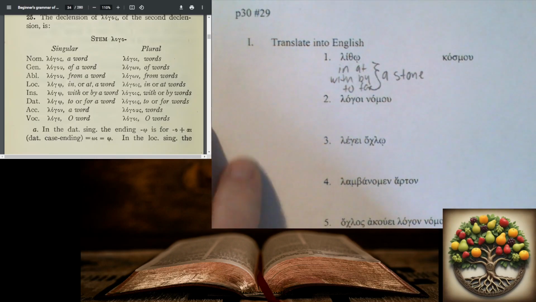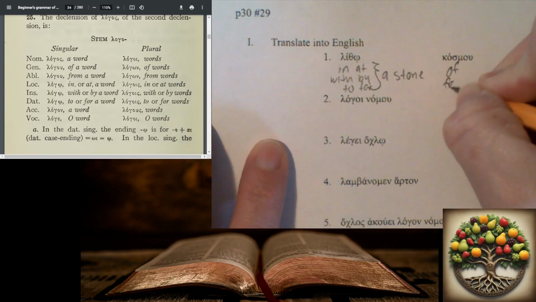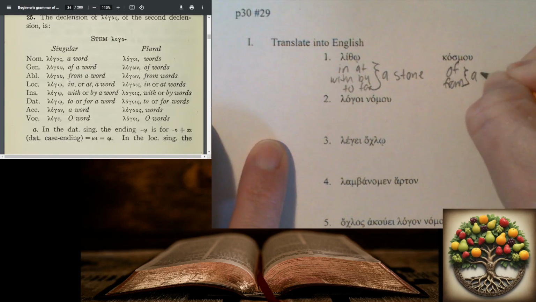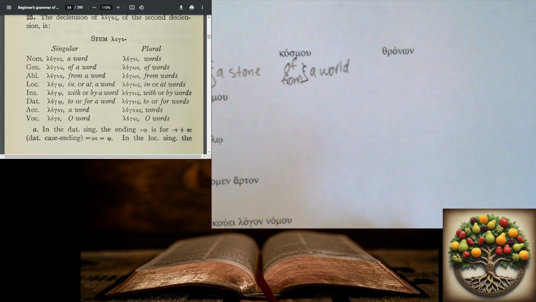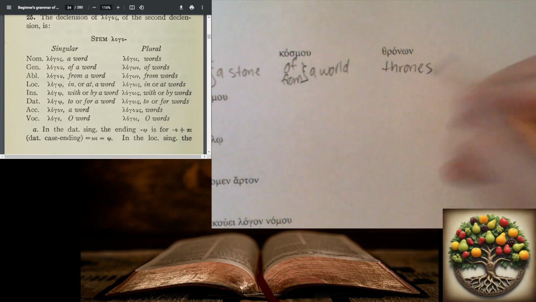Cosmo, this is either the genitive or the ablative. It would mean of a world or from a world. We have thrones. Now this is plural, and this is thrones. It is also in the genitive or the ablative, probably of thrones or from thrones.